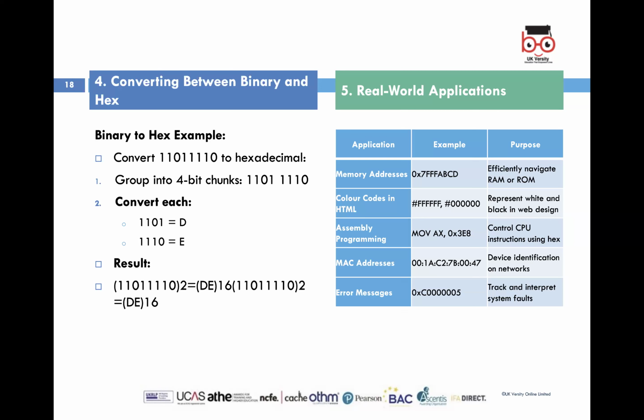MAC addresses. So 00:1A:C2:7B:00:47. And the purpose here is device identification on networks. Error messages. So this is 0xC0000005, and this tracks and interprets system faults.